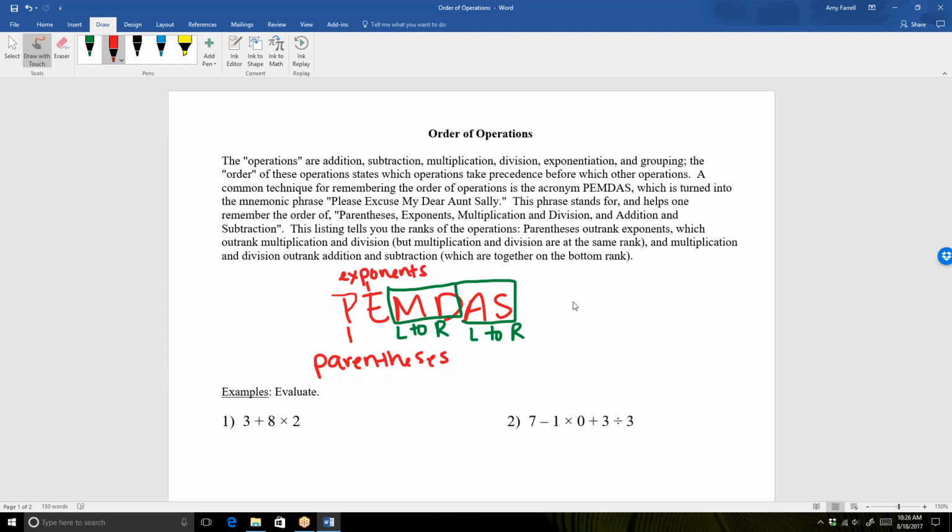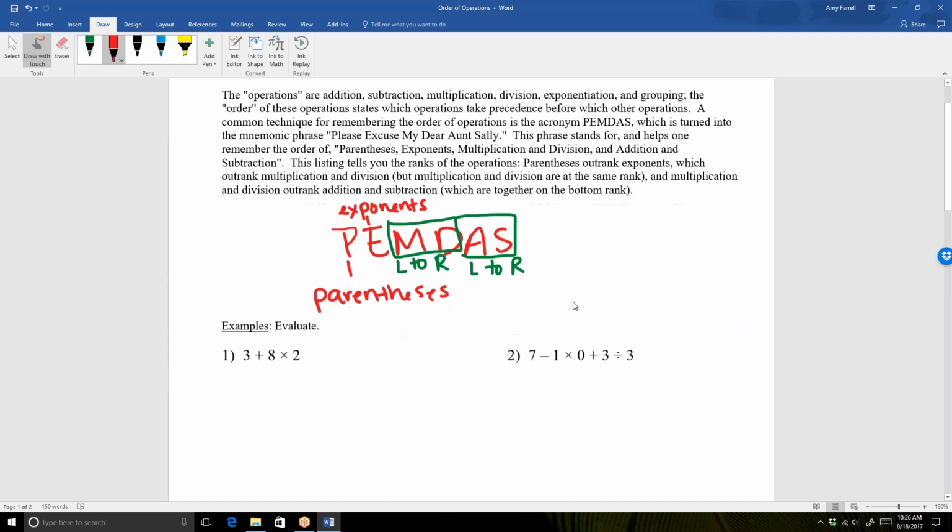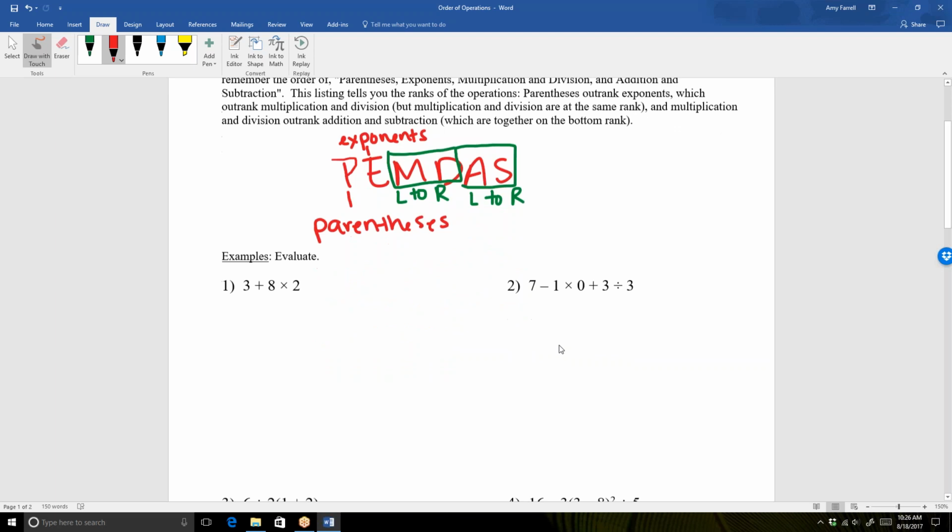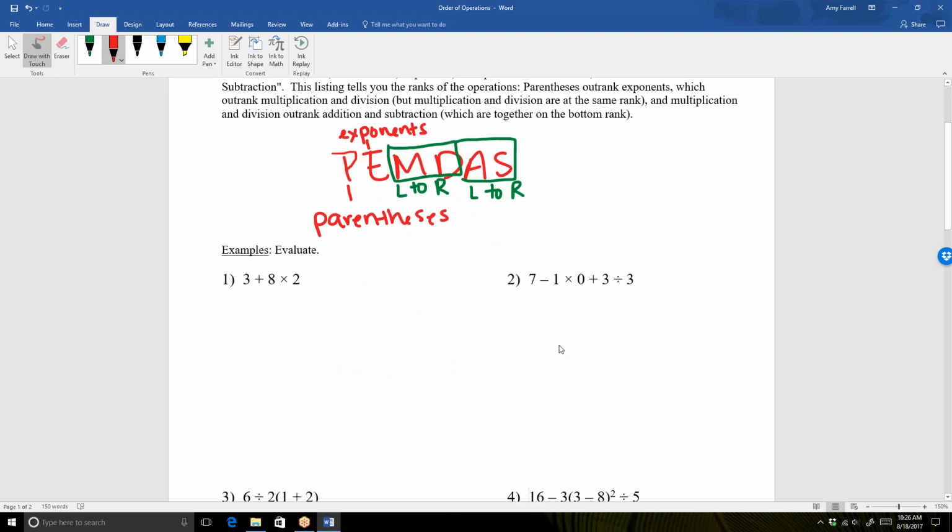Okay, so now that we've talked about our acronym here, PEMDAS, please excuse my dear Aunt Sally, let's apply this and look at some examples. So number one here, we have 3 plus 8 times 2. And we're used to working from left to right, for example, when we're reading something, we read from left to right. But we don't always do our math from left to right.